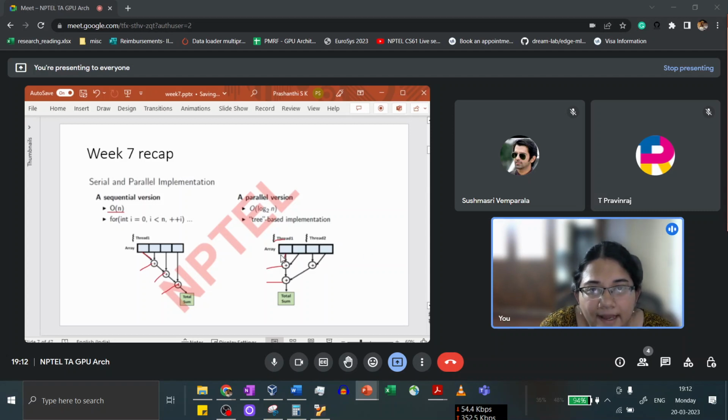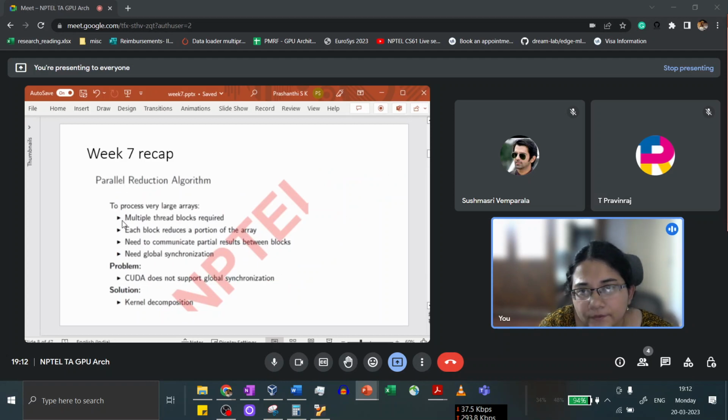Similarly, if I had 8 elements, I would have 4 additions here, then 2 more additions here, and finally 1 addition. So this would be 3 steps. The time complexity of this is order of log n. If it's 8, it's log to base 2 of 8, which is 3, whereas here you would take 7 steps. So that's the difference between the sequential and the parallel.